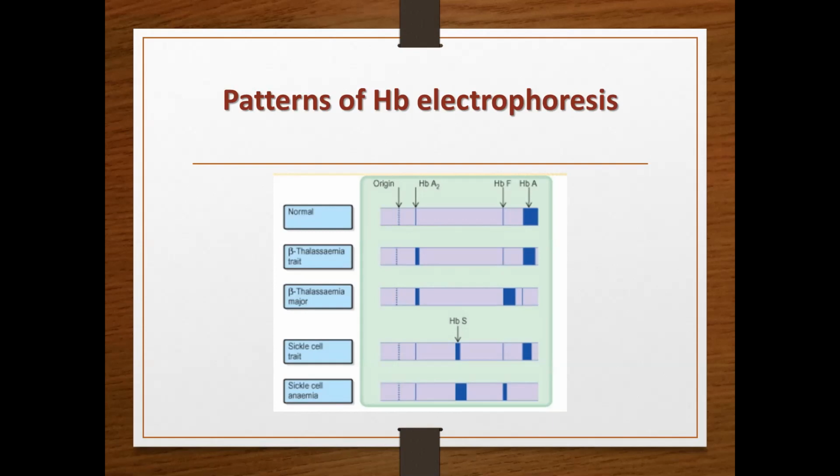While in beta thalassemia major, the hemoglobin is mainly hemoglobin F with almost absent hemoglobin A and increased hemoglobin A2. In sickle cell trait, there is increase in hemoglobin S and decrease in hemoglobin A. While in sickle cell anemia, the hemoglobin A is absent, there is mainly hemoglobin S with increased hemoglobin F.